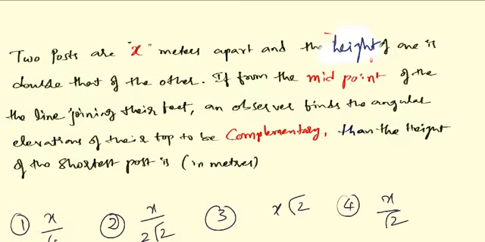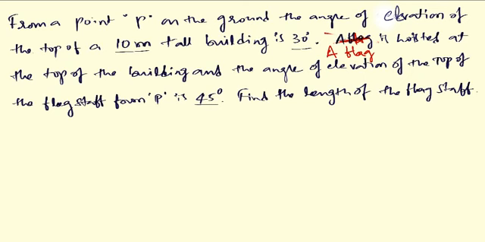Now try to do any other problem that is available. Go through the next problem. Friends, from a point P on the ground, the angle of elevation of the top of a 10 meters tall building. So there is a building of height 10 meters, let us say. And from a point P, there is a particular point P. From this point P, the angle is observed as 30 degrees. So this distance, let us say x.